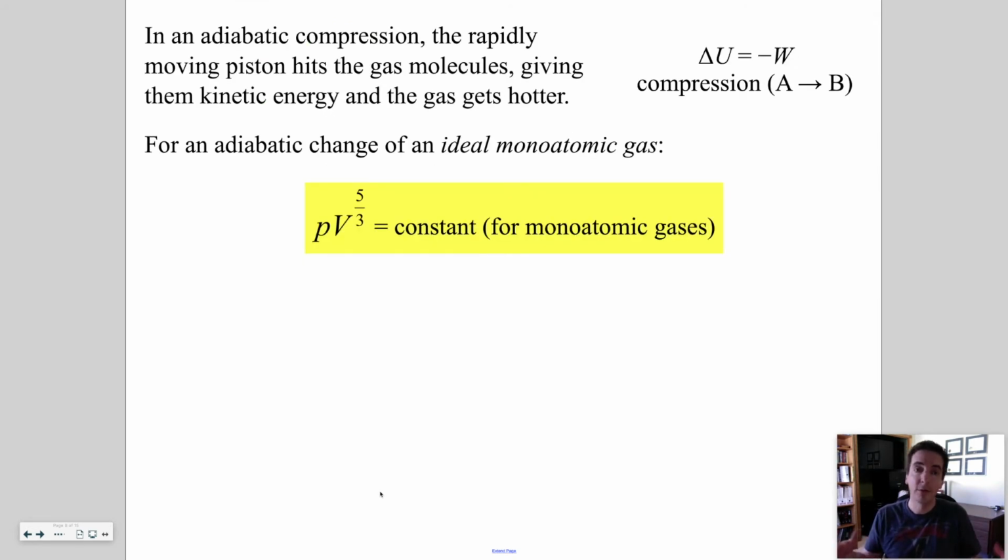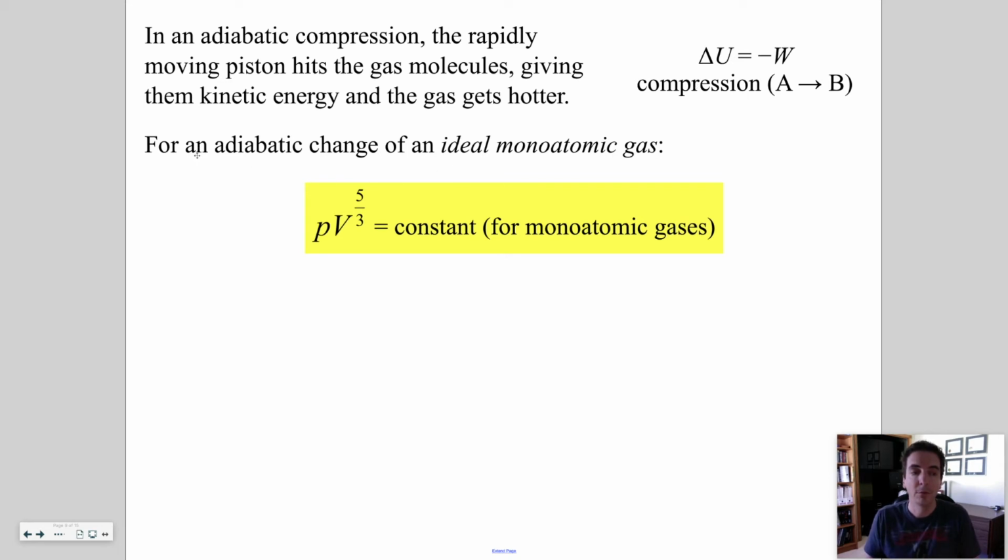In a compression, if you go the other way, the rapidly moving piston hits the gas molecules, giving them kinetic energy, and the gas gets hotter. So here we've got a compression. You're slamming down on that piston, and the work done by the surroundings on the gas increases. That slams into the particles of the gas and gives them kinetic energy, causing them to move faster, thus increasing the total internal kinetic energy.